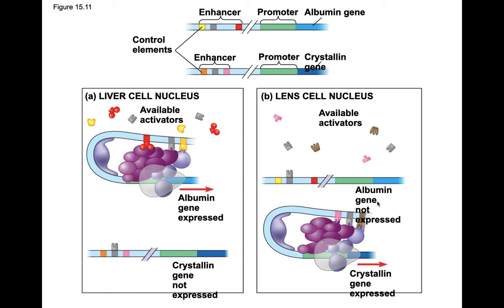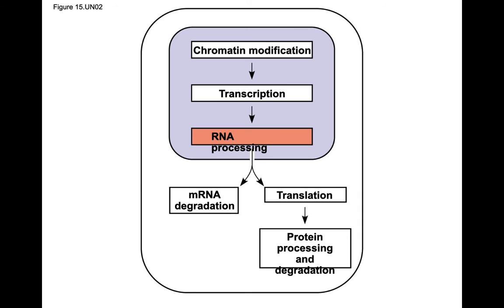Alternatively, different control elements will bind to the regions of the DNA, which will allow the crystalline gene to be expressed in the lens cell. So this is a really good way of either turning on or off different genes by having these enhancer control elements either be activated or not.